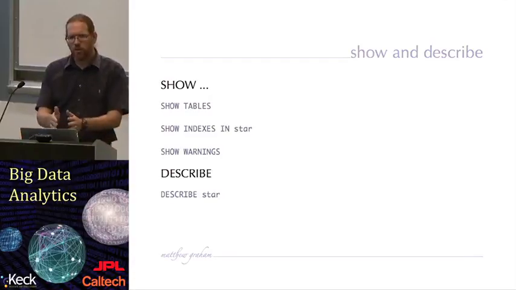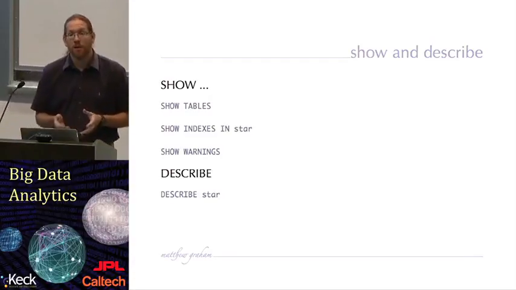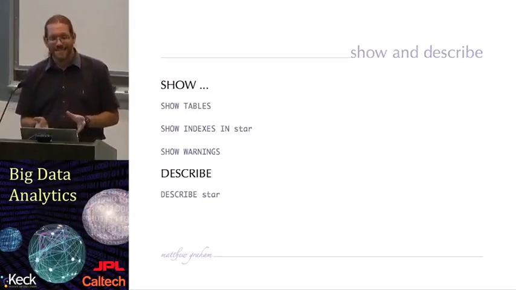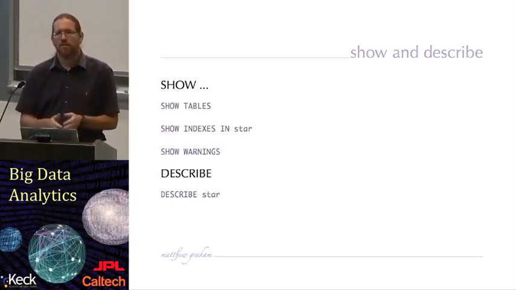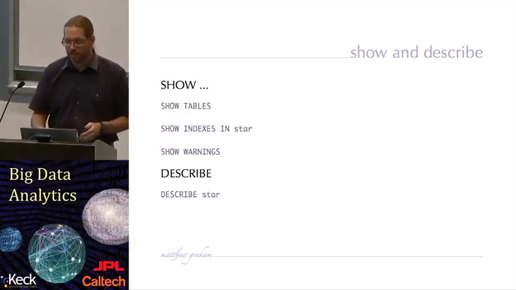If I'm looking at a particular table and I cannot remember what the structure of the table is, there's this describe and then the table name operation, which will give me the table structure, and I'll be able to see what the columns are and what the column data types are.